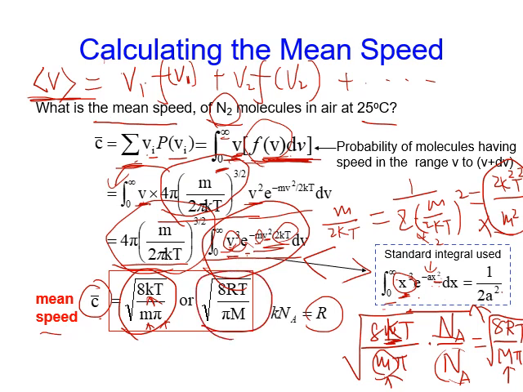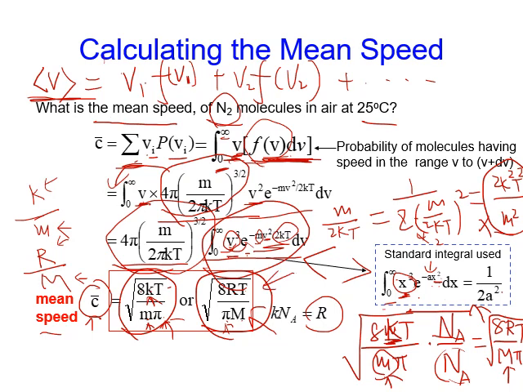Either you can use the square root of 8kT over m pi, or you can use the square root of 8RT divided by pi m. It's very common later that whenever you see an equation that includes k and m, you can always replace it by R over M. So this is the mass of one molecule, this is molar mass, this is the Boltzmann constant, this is the gas constant. Either equation can be used to calculate the mean speed. Because molar mass is easier to use, usually we use the second equation.